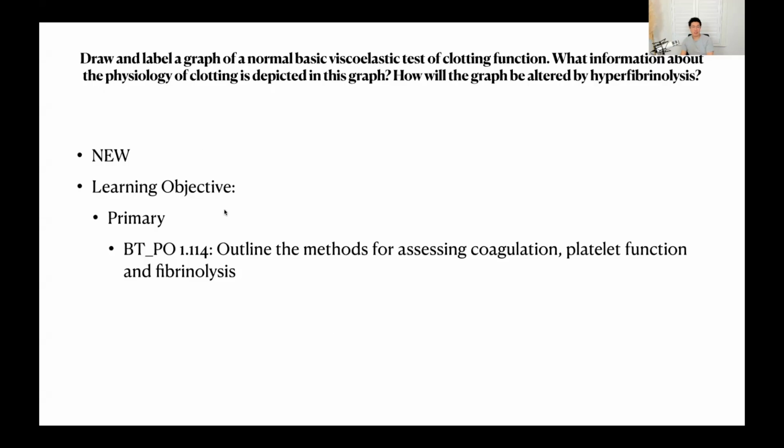Now, this is a new question. So one of the 4 new questions out there. The learning objective is based on BTPO 1.114, which is outline the methods for assessing coagulation, platelet function, and fibrinolysis.